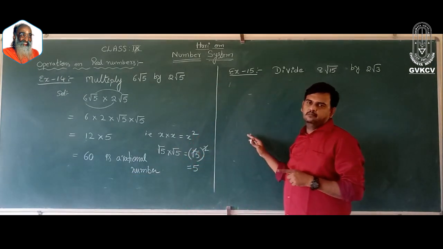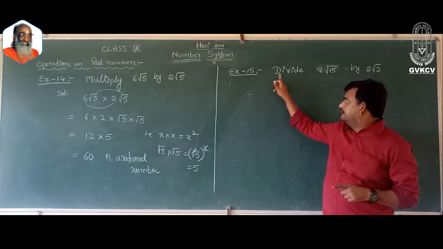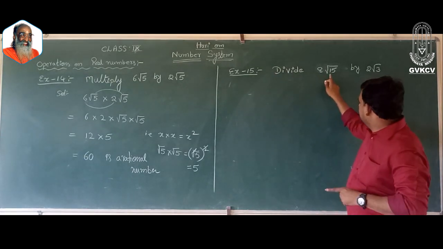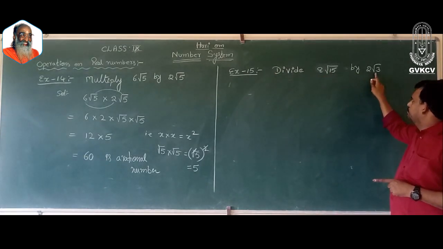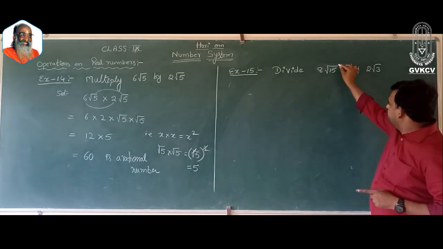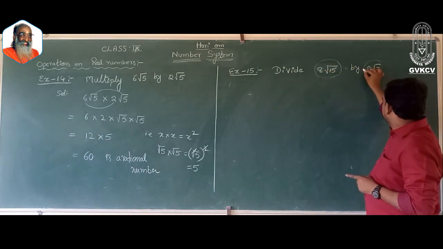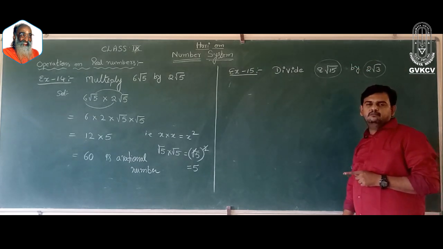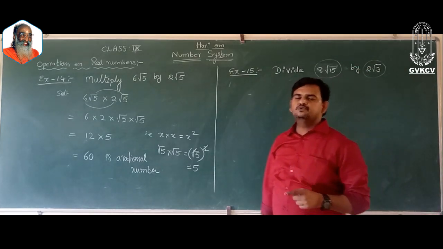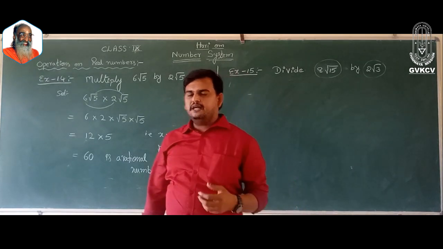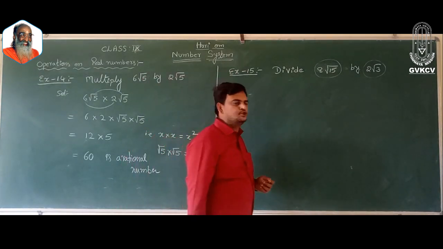Now let us come to example number 15. Divide 8 root 15 by 2 root 3. 8 root 15 is an irrational number. 2 root 3 is also an irrational number. These two irrational numbers we are going to divide. Let us see what will happen by dividing these two.